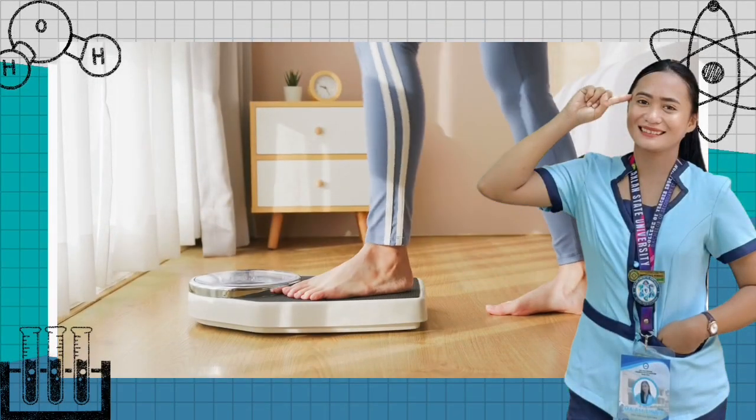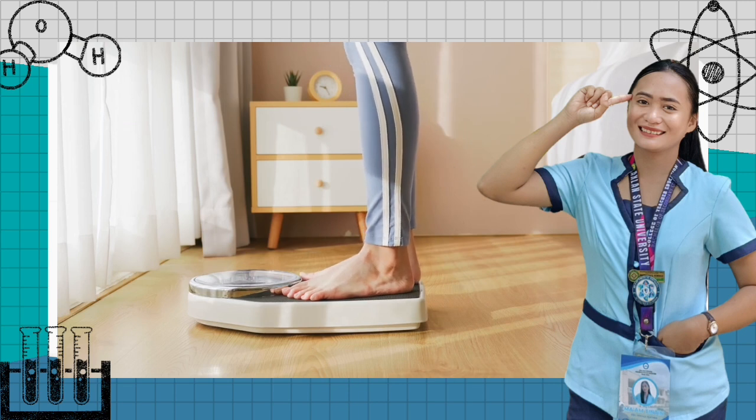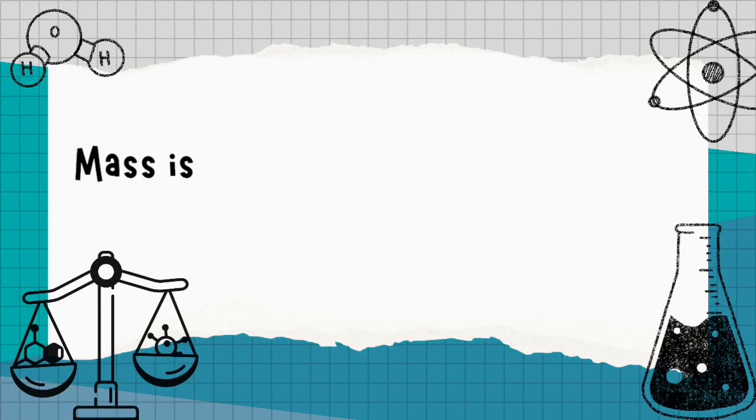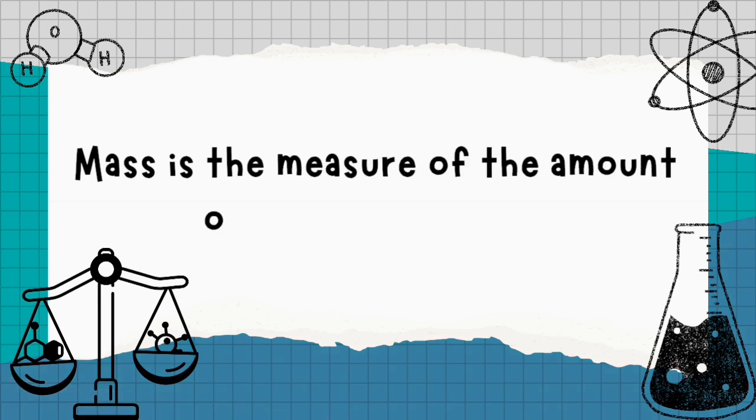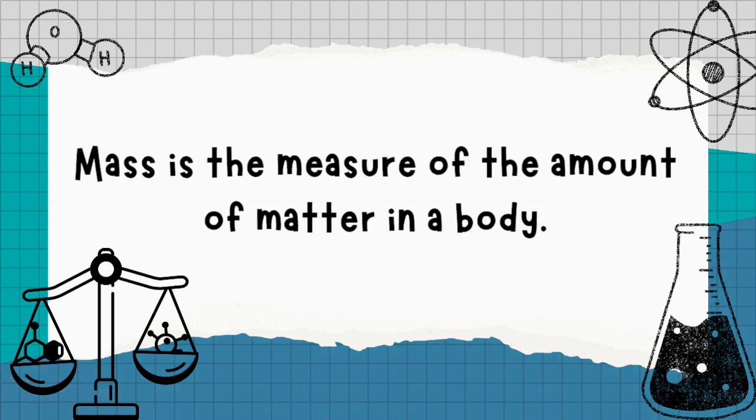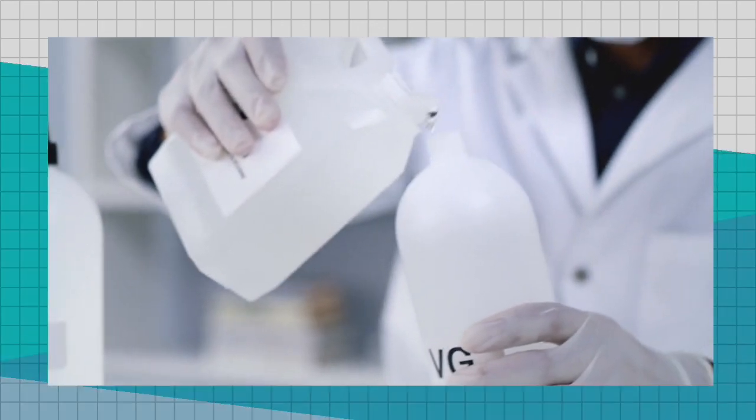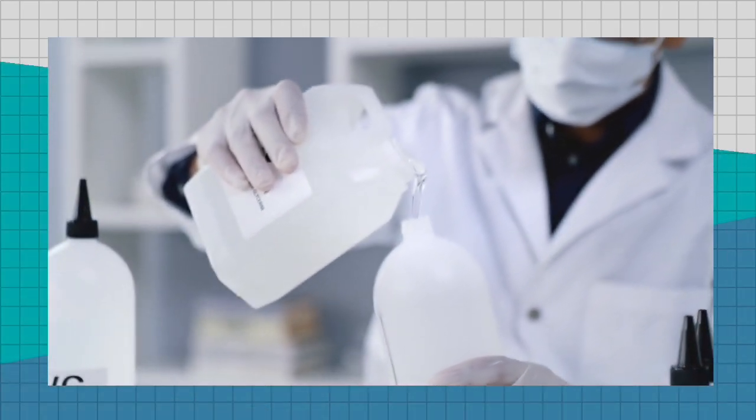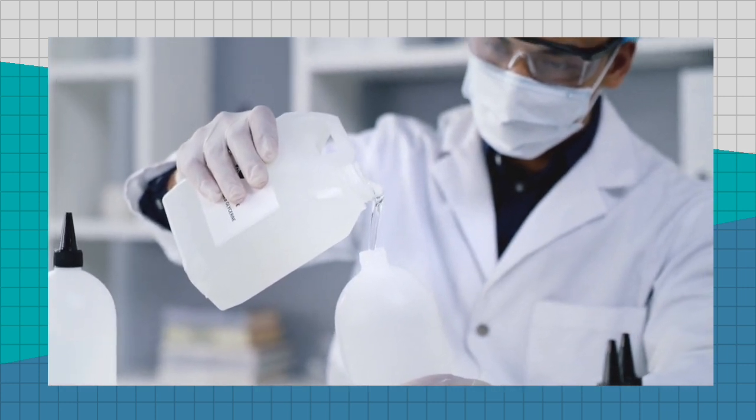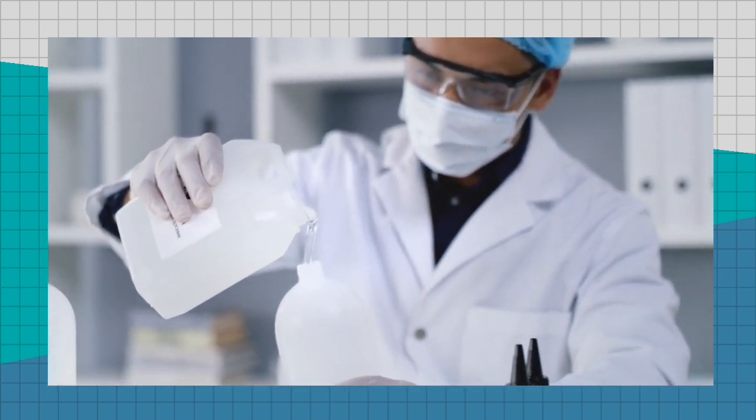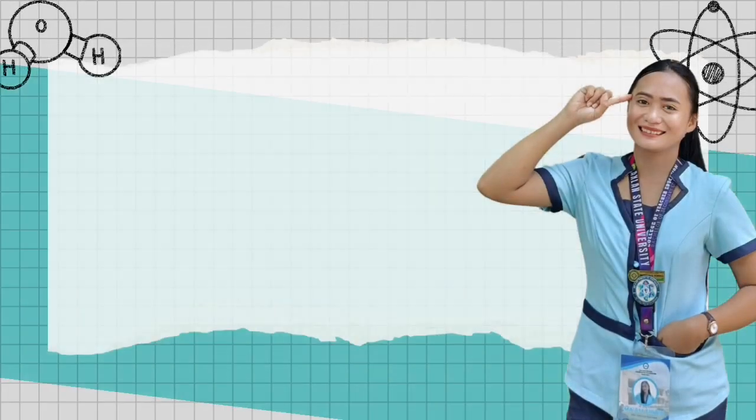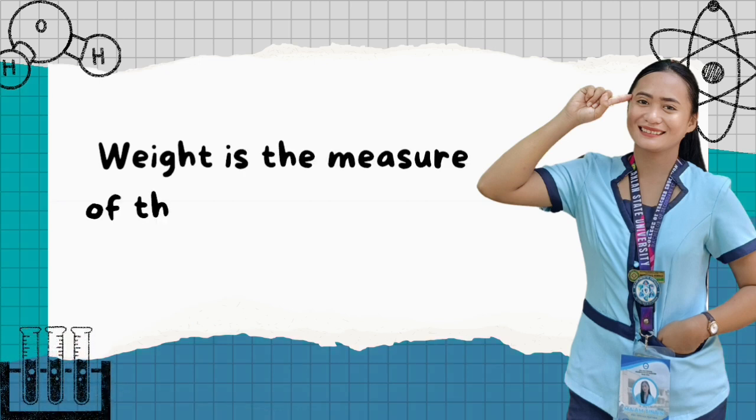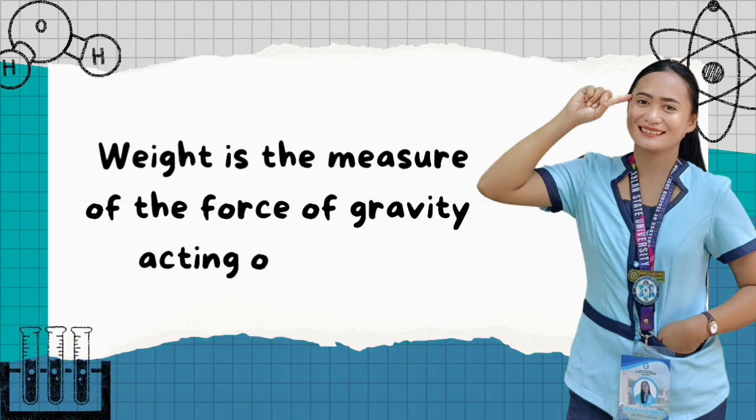By measuring mass, let us define what is mass. Mass is the measure of the amount of matter in a body. We can measure the amount of matter in a certain element, compound, material, or in a body through mass. Then, how about weight? Weight is the measure of the force of gravity acting on a body.